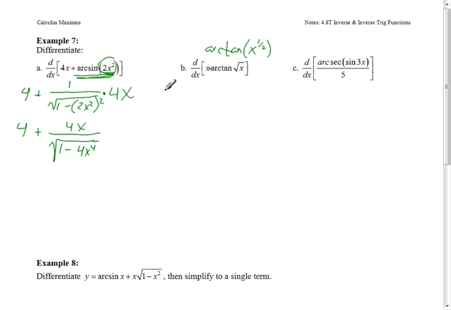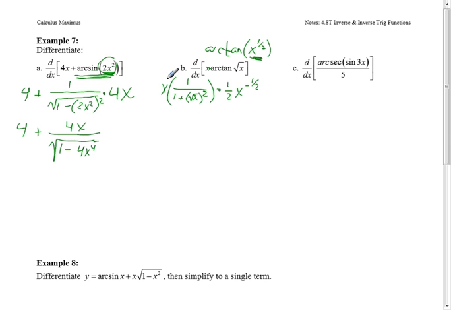Alright, so we have the first function times the derivative of the second. The derivative of arctan is 1 over 1 plus, and we don't have x this time, we have square root of x squared. Now because we didn't just have x, we had the square root of x, we also have to multiply that by the derivative of the square root of x, or x to the 1/2. So that would be 1/2 x to the negative 1/2. Remember, subtract 1 from your exponent.